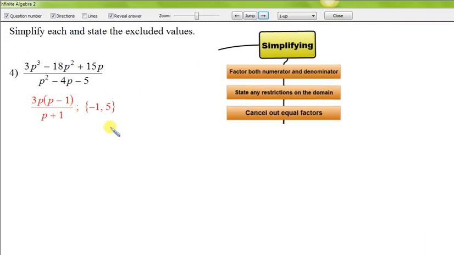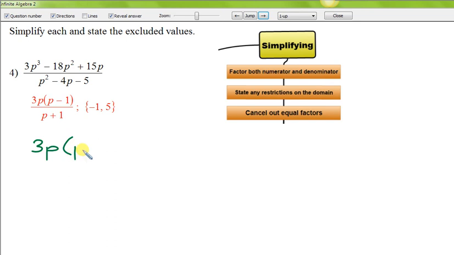And again, this will be the last question in this video, but notice it's getting, like I said, more complex. What I'd like to do is take a look at that numerator, and we can see that there is a common factor of p in each term. We also have a common numerical factor of 3. So the first thing I'll do is factor out 3p.